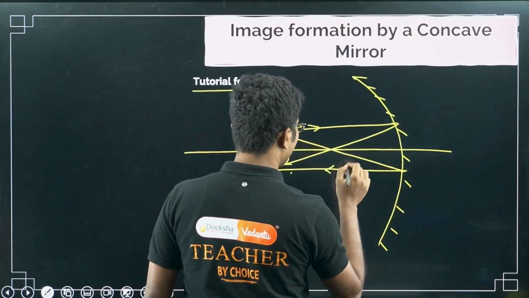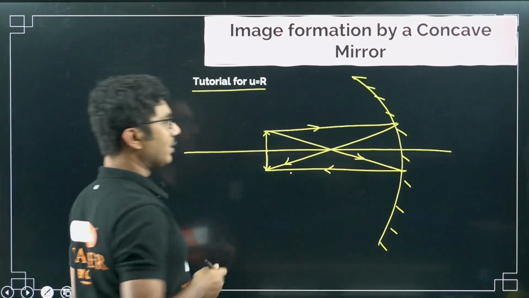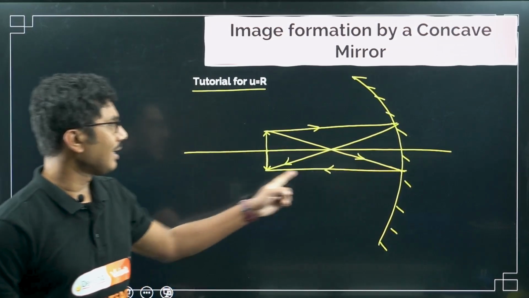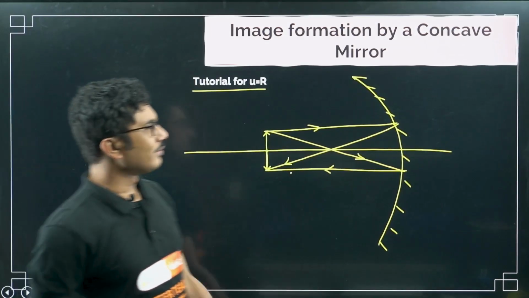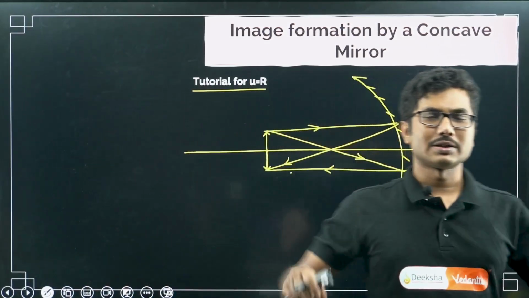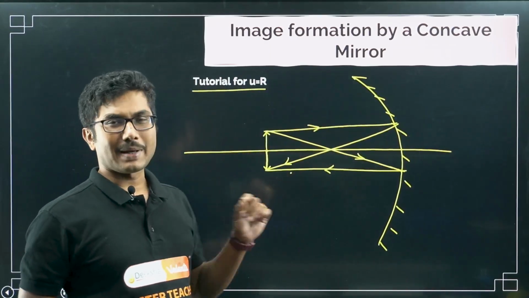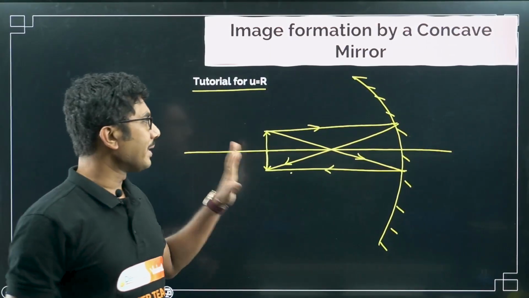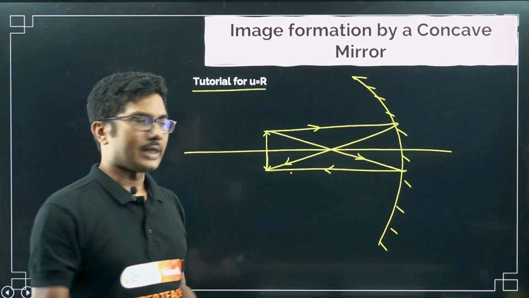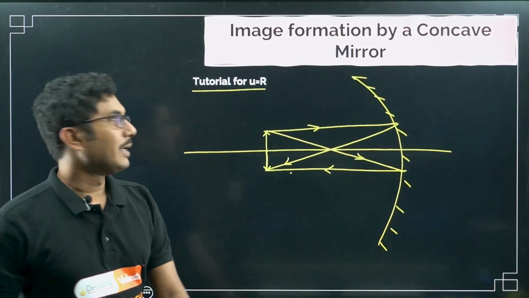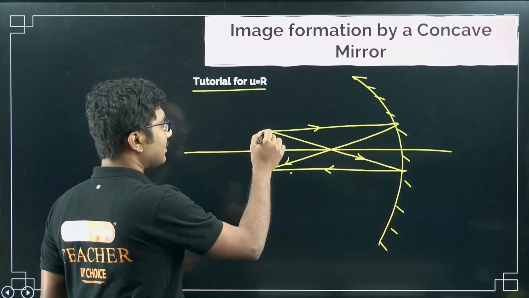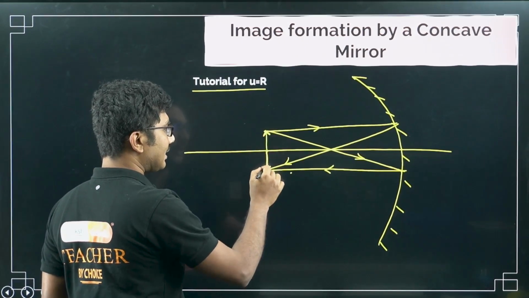In a perfect world, this line will also be parallel, but because our world is not perfect, there are some inaccuracies, so this line may not be exactly parallel, slightly up or down. But that is fine, that is under the tolerance limit. You just have to make sure that this and this are matching.